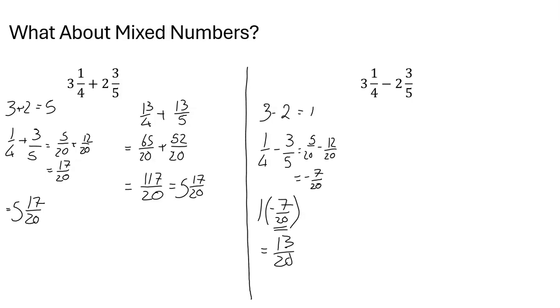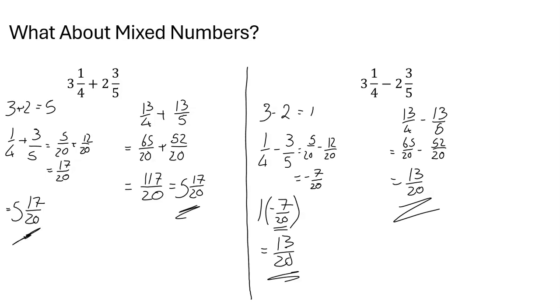Could have done it a similar way for the subtraction. So I could have written it as 13 over 4, take away 13 over 5, and then put them again over the common denominator similarly, and ended up with 65 over 20, take away 52 over 20, and ended up with 13 over 20, again, same as what I had before. So I'd have got the same answer for each calculation, regardless of which of the 2 techniques.